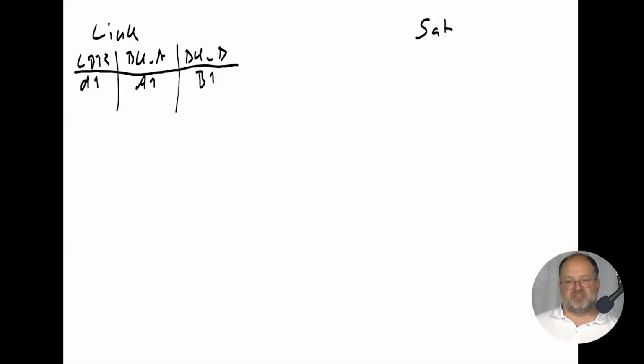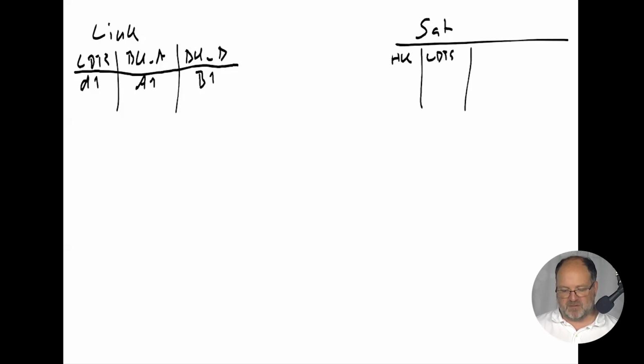And what we also add to the satellite is essentially a deleted date. That's what we maintain. So for the records, let's do this: H key, load date timestamp, and deletion date timestamp.